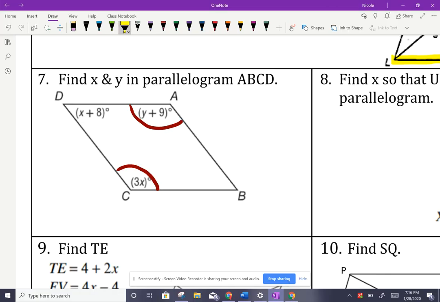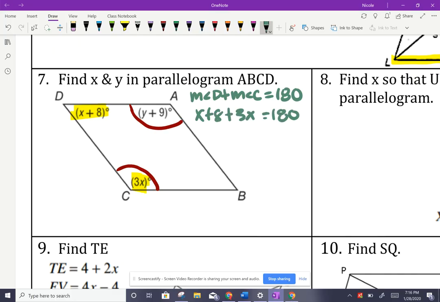So I have angle x plus 8 and 3x. Those are consecutive angles, therefore they are supplementary. The measure of angle D plus the measure of angle C should equal 180. Plug those pieces in, x plus 8 plus 3x equals 180. Combine like terms, and I'm going to go ahead and subtract my 8 to the other side.